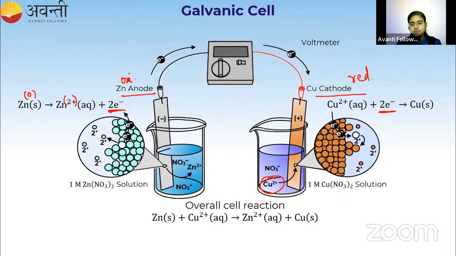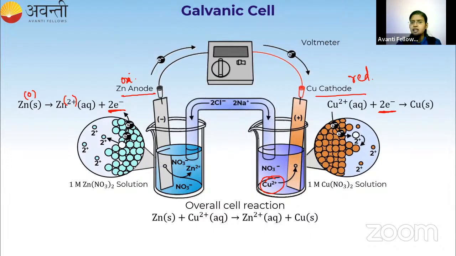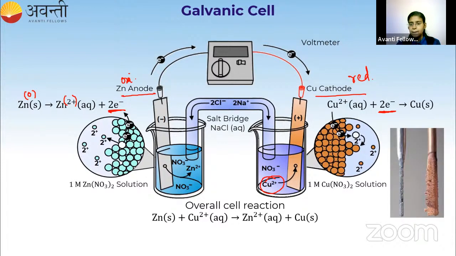Got it? A salt bridge connects these two beakers, where the electrons are taken away through one beaker and put into the other beaker. Any doubt from this? So this is the anode and this is the cathode, the copper cathode. It becomes like this when it undergoes oxidation and reduction.